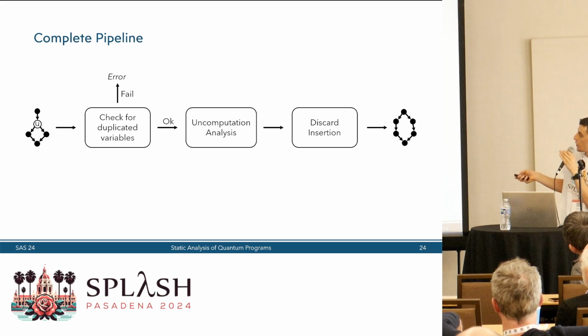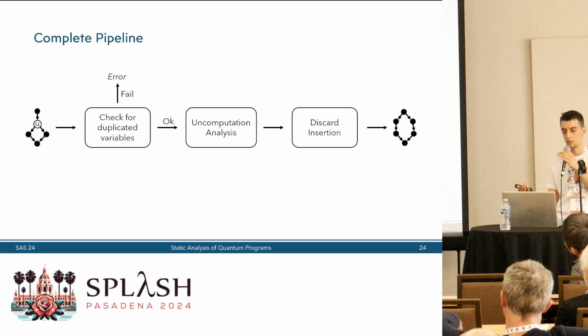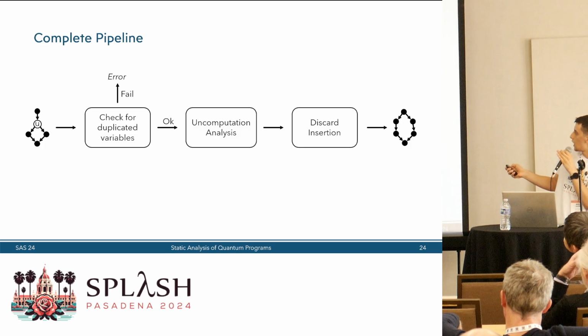So the complete pipeline of our work takes the program and checks if there are some variables that are used more than once. If there are, we can only return an error because we cannot change the program using only the information that we have. If this constraint is fulfilled, we can proceed performing the analysis that I have just shown, and insert the discard function, adding what we miss to have a correct quantum program without returning any error.